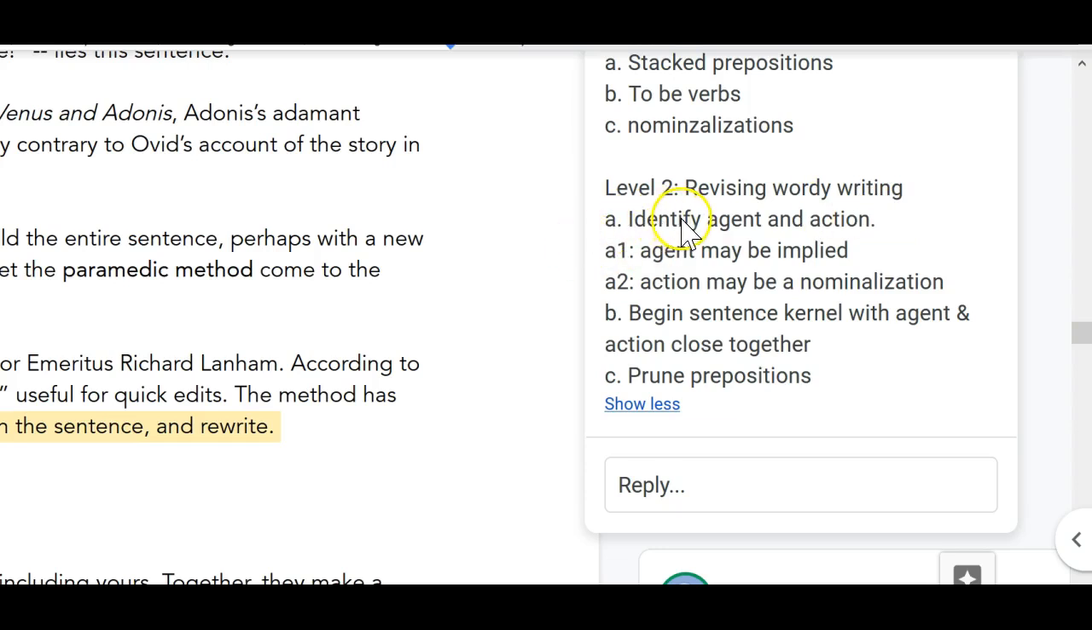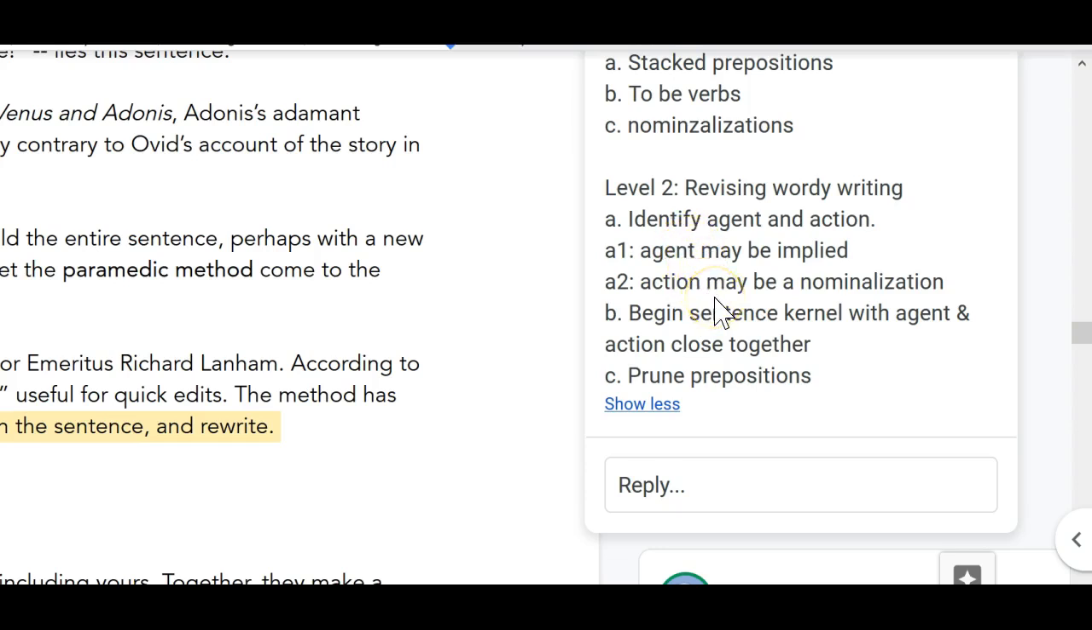So first strategy is identify the agent in action. You could use subject and verb. Those are maybe a little bit more technical, or sometimes students are like, oh, I never got that. I never quite understood what those are. So agent in action is a way around that.